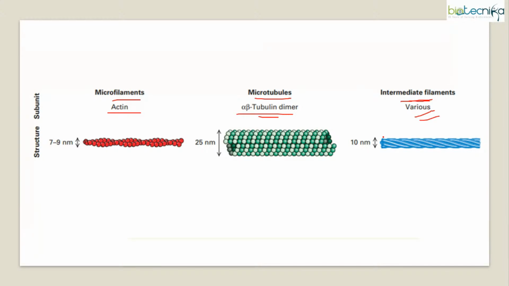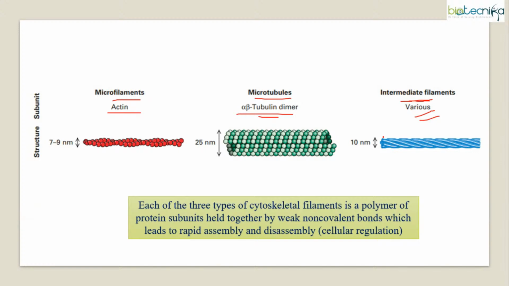No? Always remember, all these filaments will undergo frequent assembly and disassembly. Right? When required, they will be assembled, and when required, they will be disassembled. So, each of these cytoskeletal proteins is a polymer of protein subunits which are held together by weak non-covalent bonds. Why is it a weak non-covalent bond? Because then only it will be easier for them to undergo quick assembly and reassembly. Right? So, that is a part of our cellular regulation.